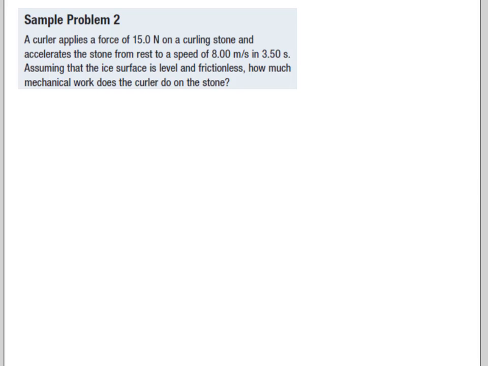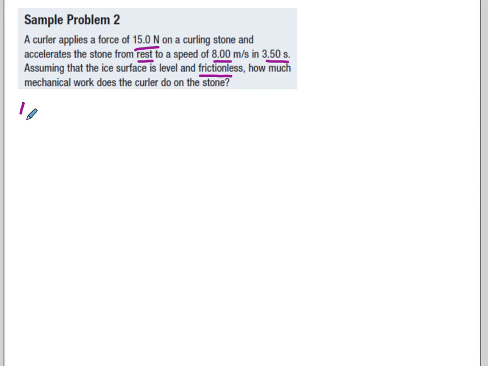A curler applies a force of 15 newtons on a curling stone and accelerates the stone from rest to a speed of 8 meters per second in 3.5 seconds. So a couple things. We have a force here. We also have some values that could be used in kinematics, so I want to keep that in the back of my mind. Assuming that the ice surface is level and frictionless. That's another important piece of information. If I have to draw a free body diagram, then I know I'm not going to need a force resisting my motion. How much mechanical work does the curler do on the stone?